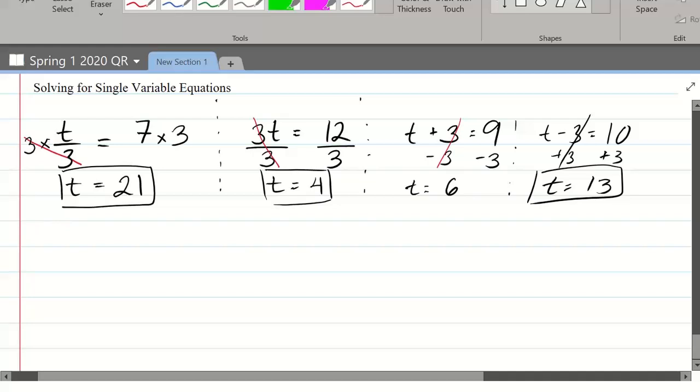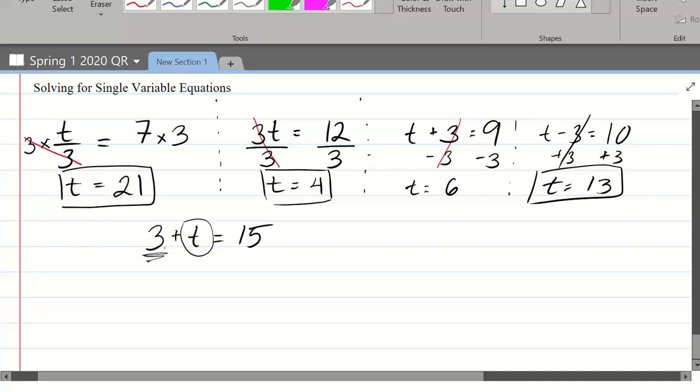Now, I don't want you getting confused. Up until now, we had t in the front and the numbers in the back. What if we had something written like this? 3 plus t equals, let's say, 15. We still want to get rid of this 3. We want to isolate or have this t by itself.